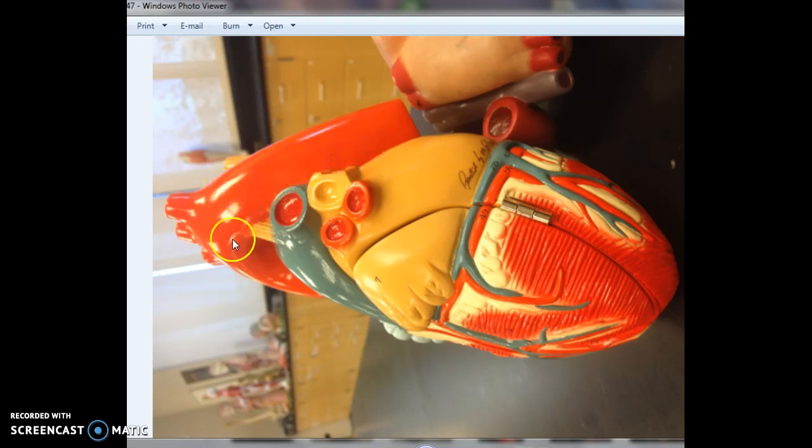This is our large heart on its side. So this is the arch of the aorta. This is the descending aorta. That is the left subclavian. This is the pulmonary artery, pulmonary veins. So this is the circumflex artery coming around. There's our marginal artery. This is our great cardiac vein. This would be the left auricle.